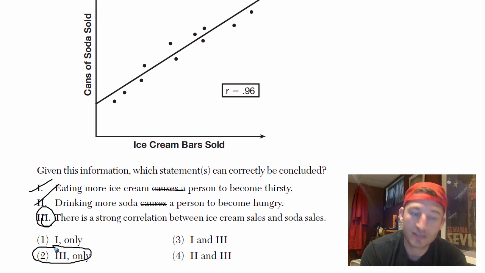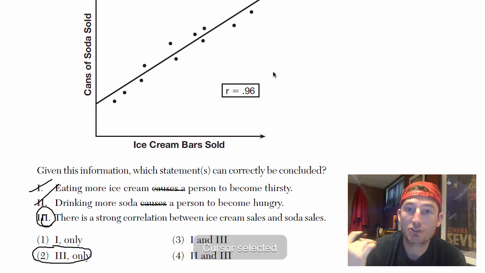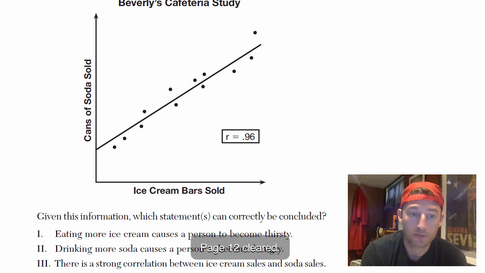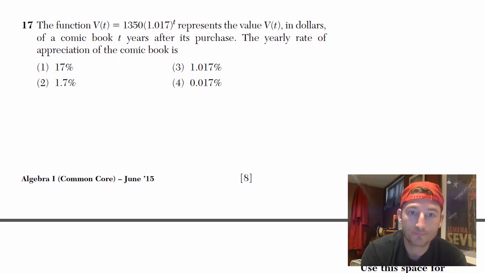And let's say you didn't know, let's just back up for a second, that 0.96 was a strong correlation. Look at your data. Isn't your data tightly grouped around the line? So that's another sign that you have a strong correlation. So you're just going with number 3 in this case.